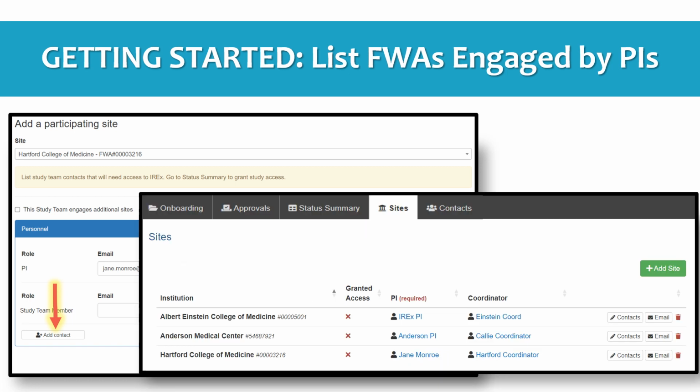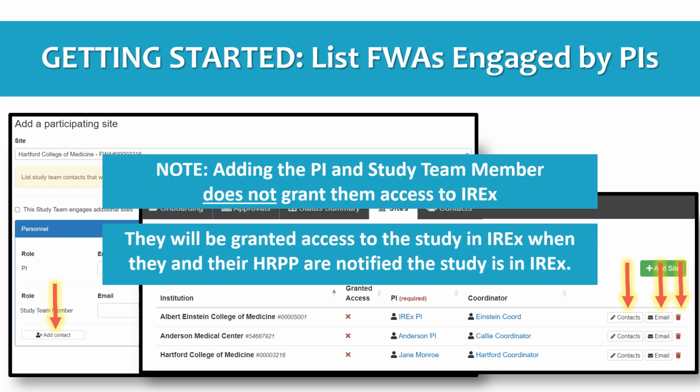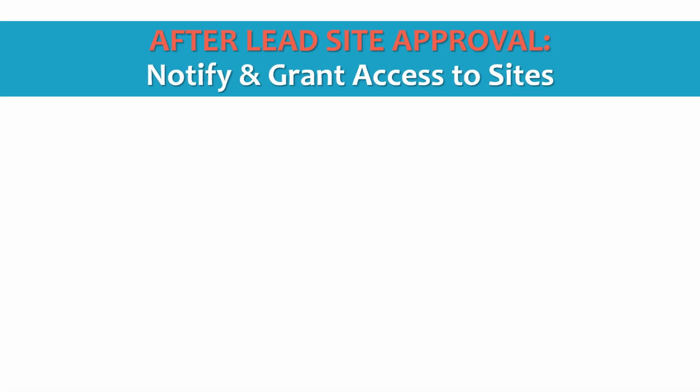As sites are added, a list will form in the Sites tab. Here in the Sites tab, site contacts can be edited or emailed, or the site can be removed if they do not take part in the study. Please note that adding the site PI and study team member does not grant them access to IREx. They will be granted access to the study in IREx when they and their HRPP are notified the study is in IREx, which is the next step in this process.